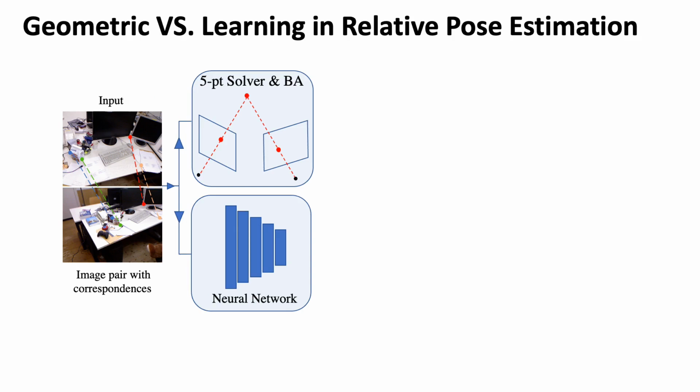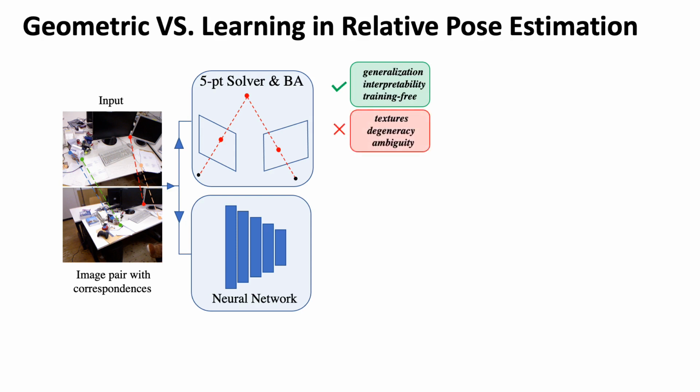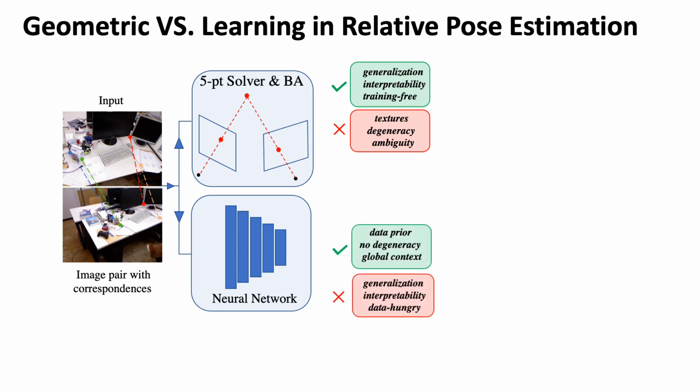In this work, we focus on relative camera pose estimation, where we can apply the well-known 5-point algorithm followed by bounded adjustment to get the solution. This geometric method has the advantage in generalization, interpretability, and does not require training data. But it suffers from textureless scenes and various degeneracy and ambiguity. On the other hand, the learning method has the complementary pros and cons.